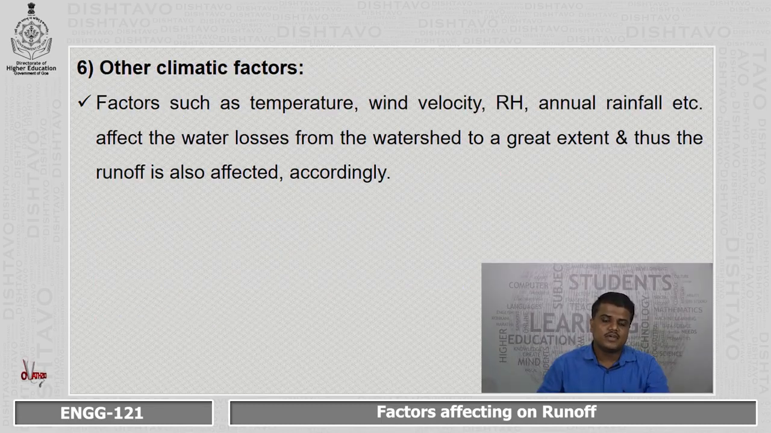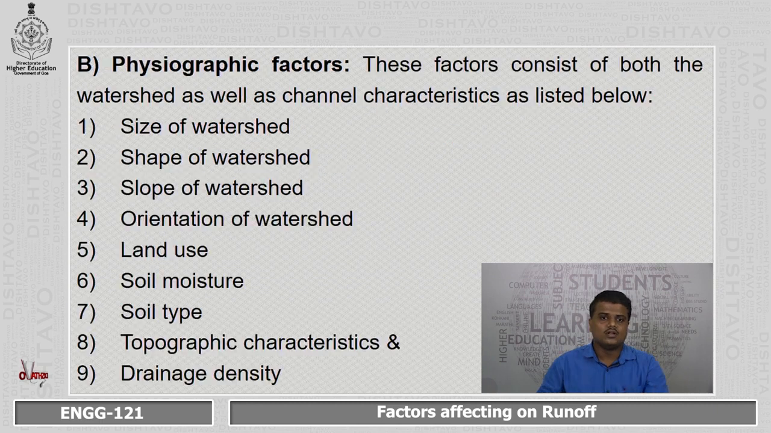The sixth factor covers some other factors we consider here, like temperature, wind velocity, relative humidity, annual rainfall, etc. These factors affect the water losses from the watershed to a great extent. As we are losing our water, 80% of India's water is lost due to evaporation through oceans.